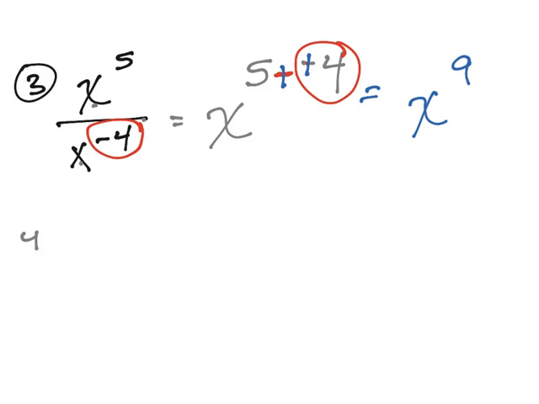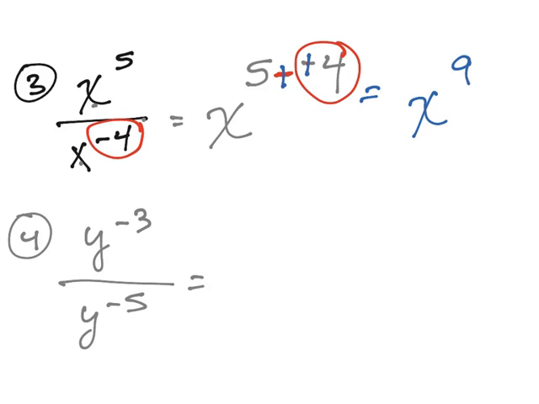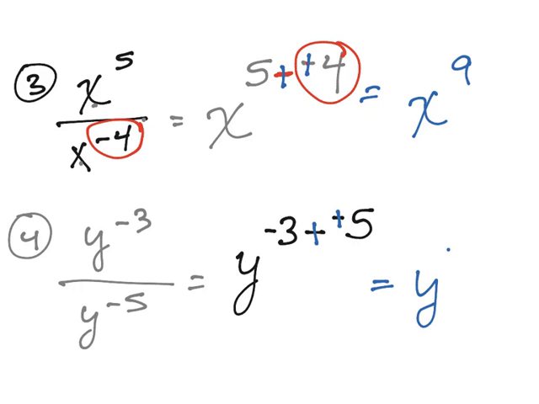If they're both negative, let's say y to the negative third divided by y to the negative fifth. Okay? Dividing, same base. So negative 3 minus negative 5. Again, I add the opposite. So I end up with y to the second because negative 3 plus 5 is 2.